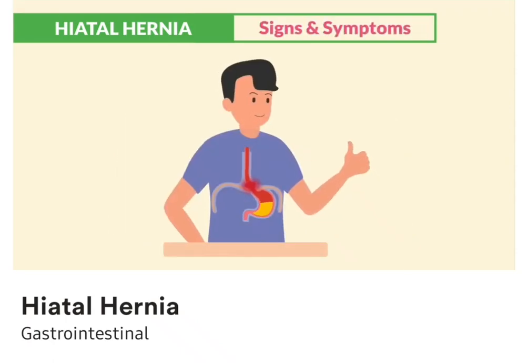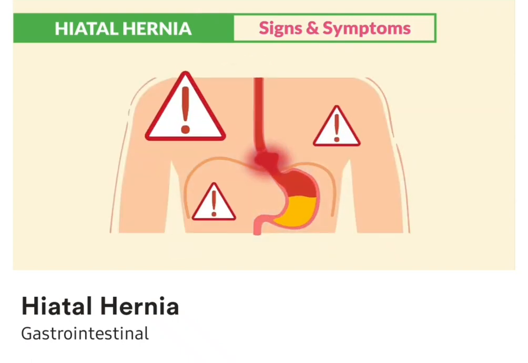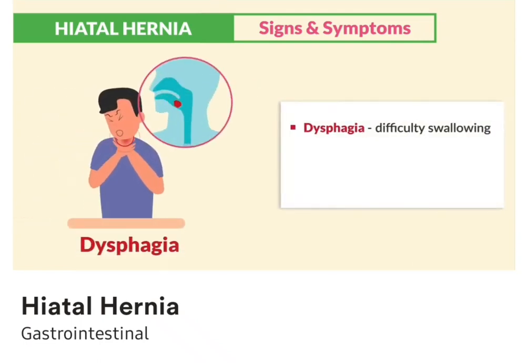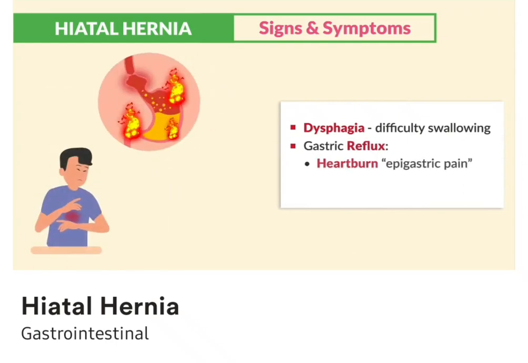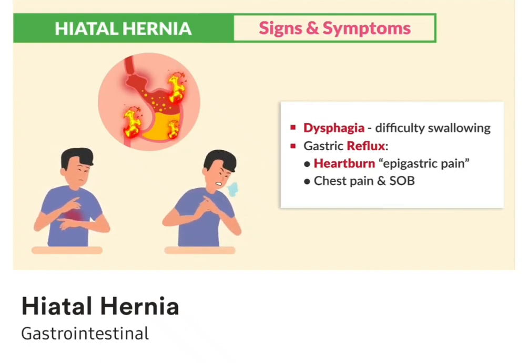Usually, clients present asymptomatic or without symptoms, but as the condition gets worse, it can obstruct the esophagus, leading to, key term, dysphagia, that difficulty swallowing, as well as gastric reflux. And key signs include heartburn, known as epigastric pain, as well as chest pain and shortness of breath as the condition gets worse.